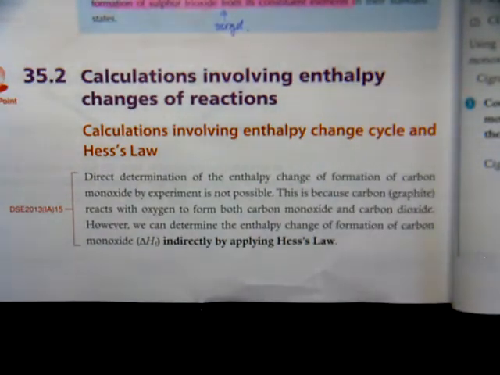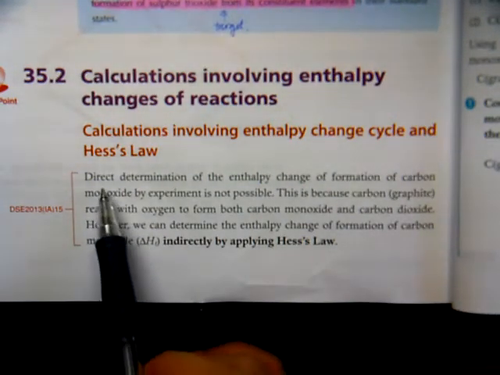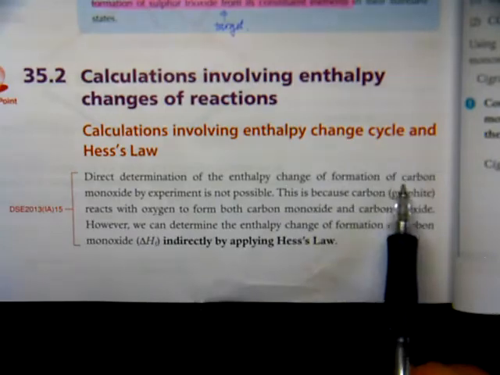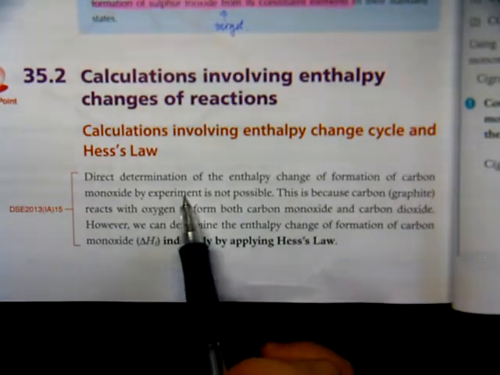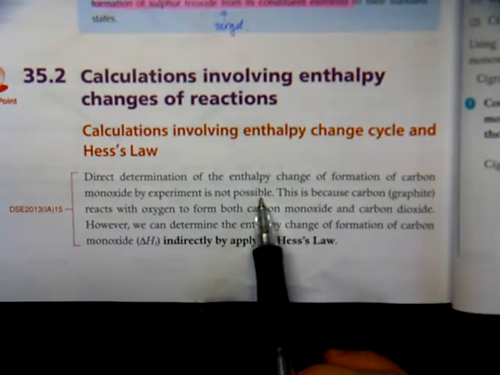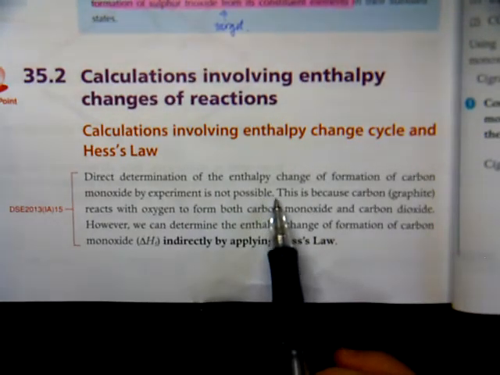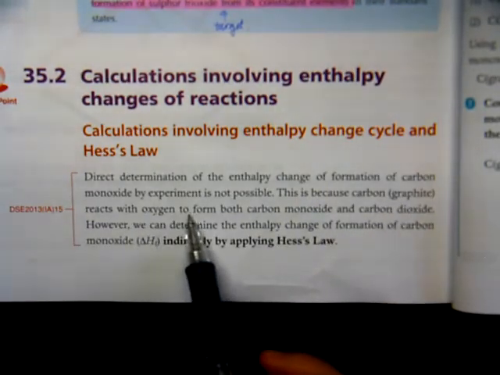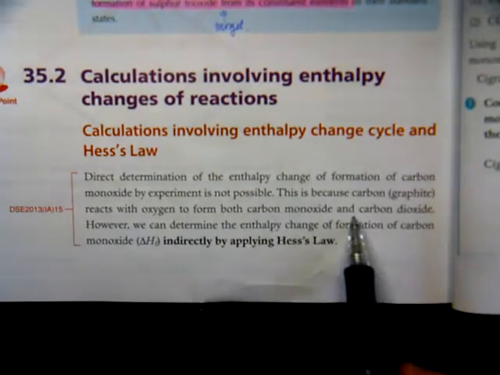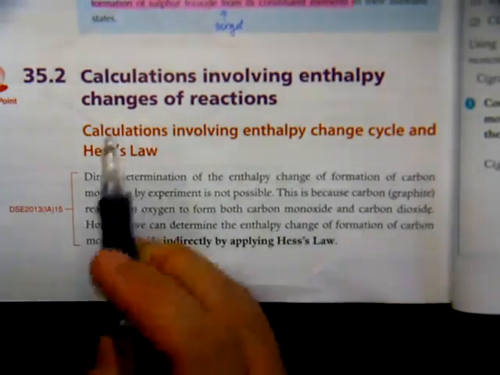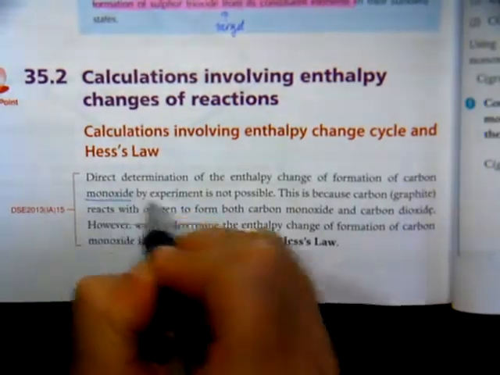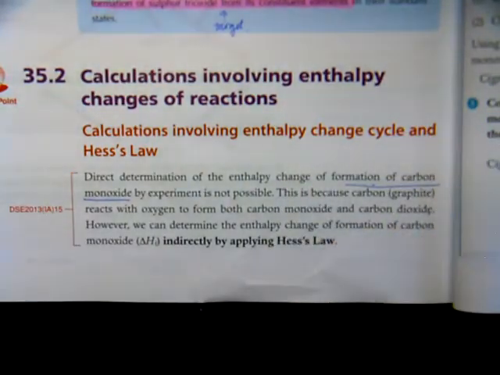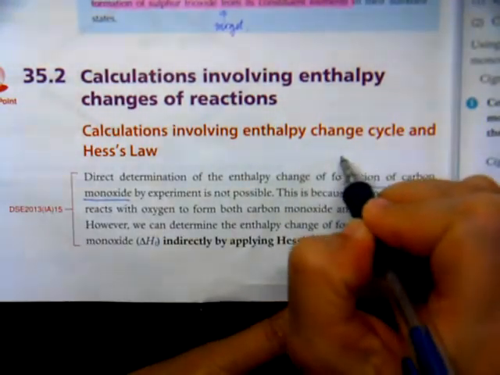Now, Hess law is important because, as I said before, direct determination of the enthalpy change of formation of carbon monoxide by experiments is impossible. Why? Because there are side reactions, there are side products. This is because carbon graphite reacts with oxygen to form both carbon monoxide and carbon dioxide. In other words, this is another example. Direct determination of the standard enthalpy change of formation of carbon monoxide is impossible.